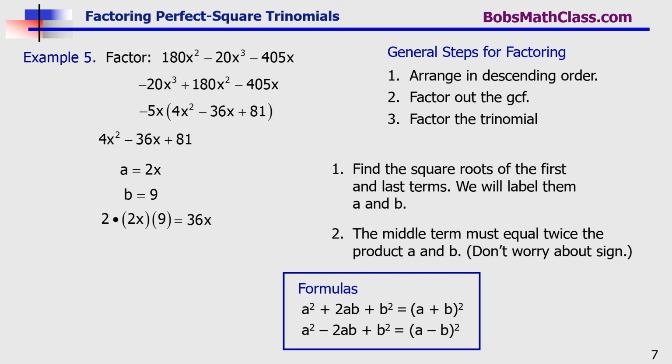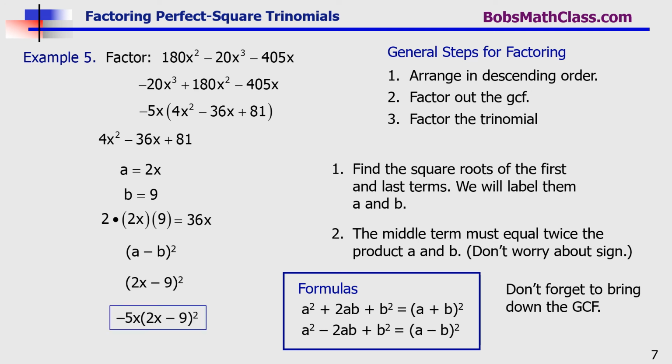Here are our formulas. Are we going to use the top row or the bottom row? We're going to use the bottom row because the middle term is negative, right? So that'll be a minus b squared. What's our a? A is 2x. Our b is 9. Is that it? Are we all done? No, we're only done if you want to get points marked off, right? You've got to remember to bring down that GCF. So don't forget to bring down that GCF. It's so easy to forget. So there's our answer, negative 5x times, then in parentheses, 2x minus 9 squared.